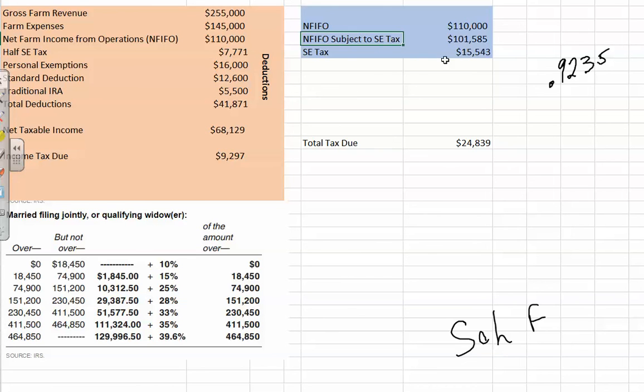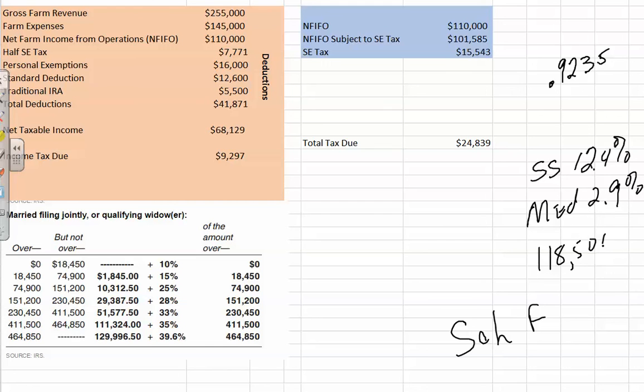Now the SE tax here is simply like I showed you in class. If it's less than $118,500, you would multiply by 15.3%, because that's Social Security and Medicare. Remember that Social Security is 12.4% and Medicare is 2.9%, up to $118,500, where Social Security goes away.